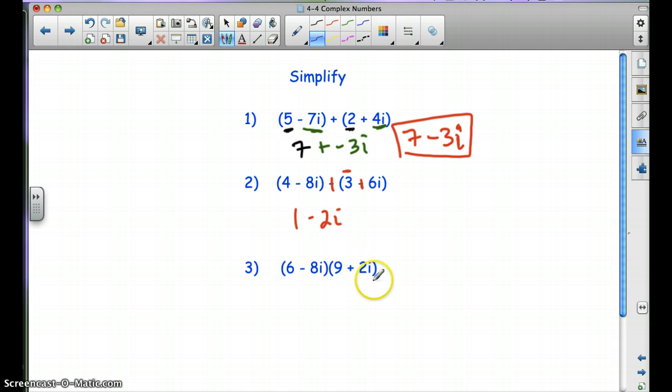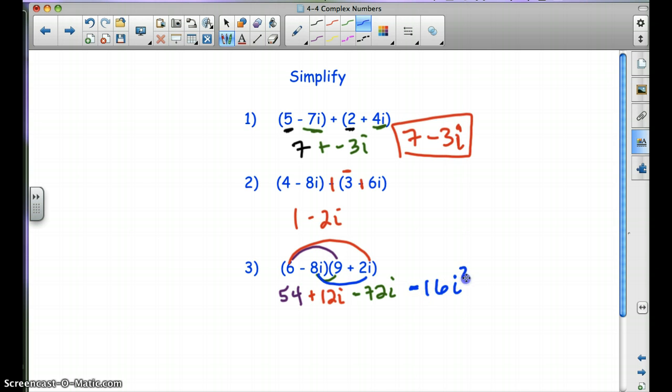Now what if we multiply two complex numbers together? We're going to FOIL, and when we do that, we'll get 6 times 9 is 54. 6 times 2i is going to be 12i. Negative 8i times 9 is going to be a negative 72i. And then negative 8i times 2i is going to be a negative 16i squared.